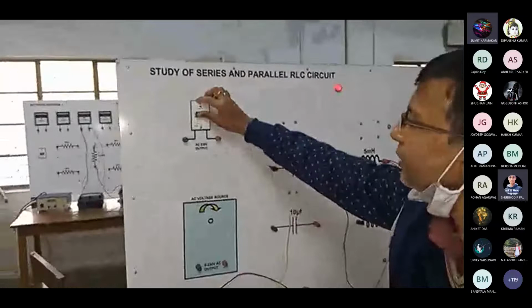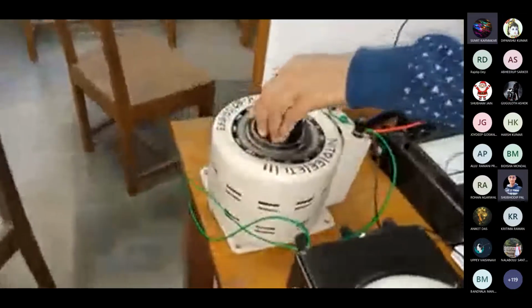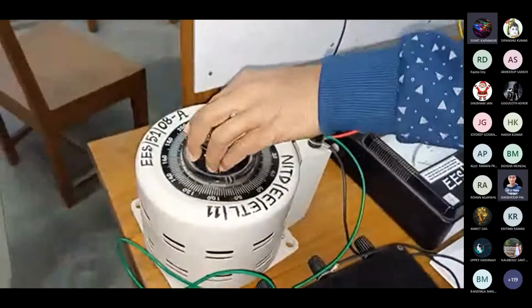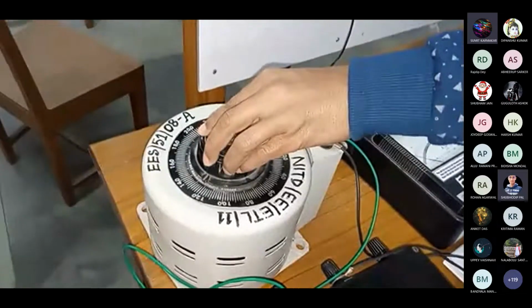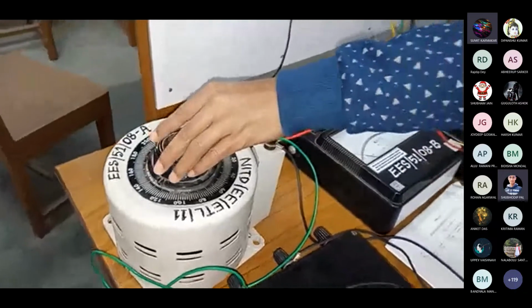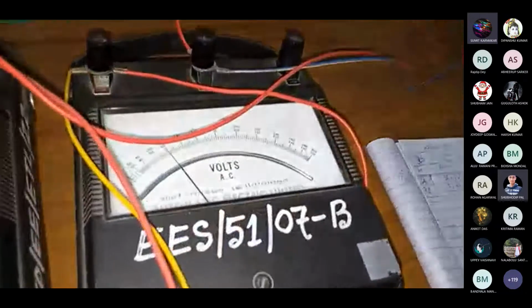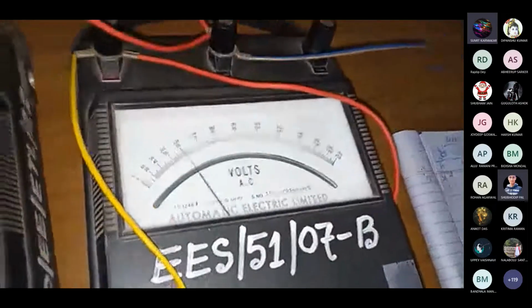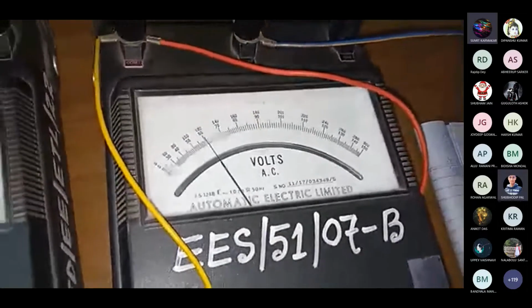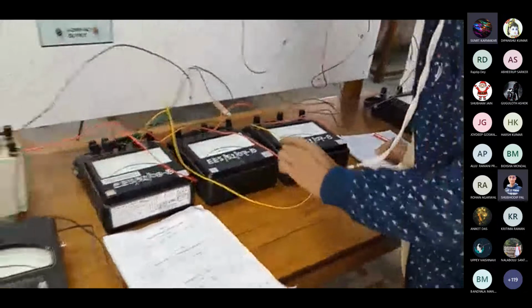We will have to do this. So let us switch it on, and we will make the voltage 120 volt. You can see again in the upper scale, you can see the voltage. I have made the voltage 120. The voltage is exactly set at 120.